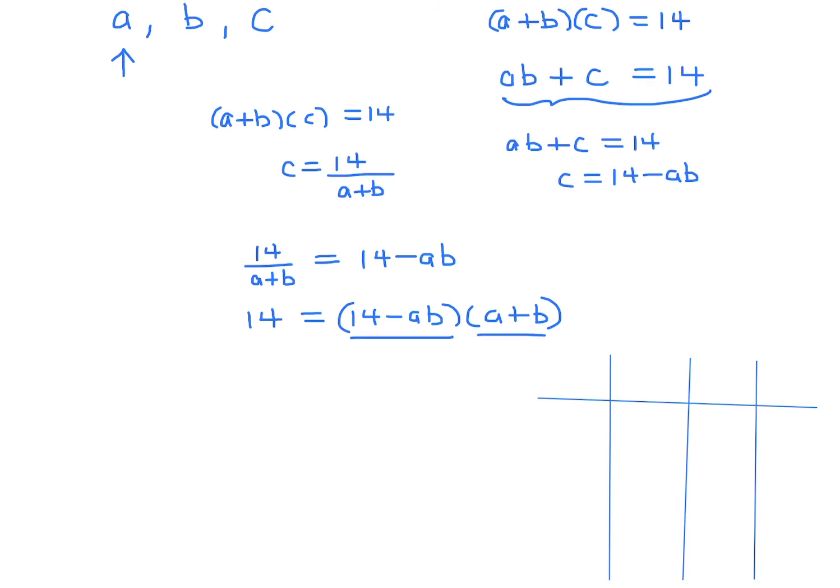So this multiplied by this gives you 14. We are told that a, b, and c are integers. So that means a plus b is an integer. And 14 minus a times b is also going to be some integer number. Okay, well, how do we get 14 if you multiply two integers? Well, we've got a few choices, right? First, I'll write 14 minus ab here.